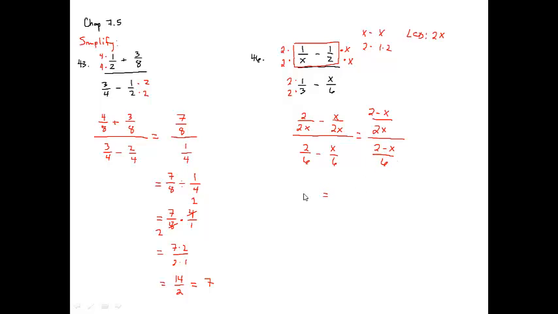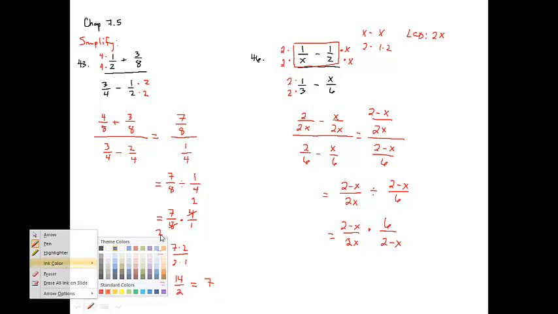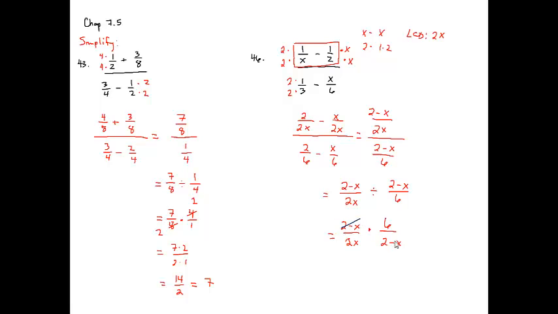Now I'm going to do the same thing I did before over here. That's 2 minus x over 2x divided by 2 minus x over 6. You leave the first fraction alone, and you multiply by the flip, or the reciprocal, 6 over 2 minus x. And then you notice that you have some cancellation, so let's do some canceling. Well, 2 minus x cancels with 2 minus x. I'm left with just 1s.